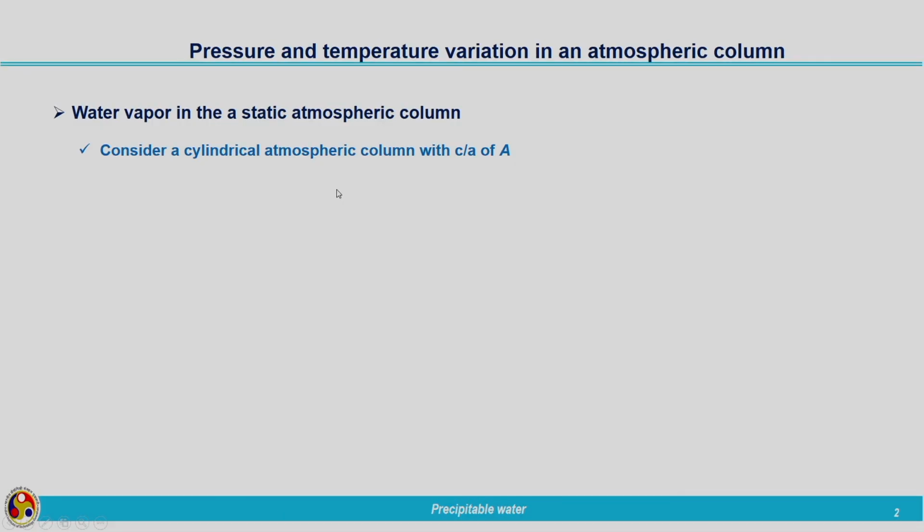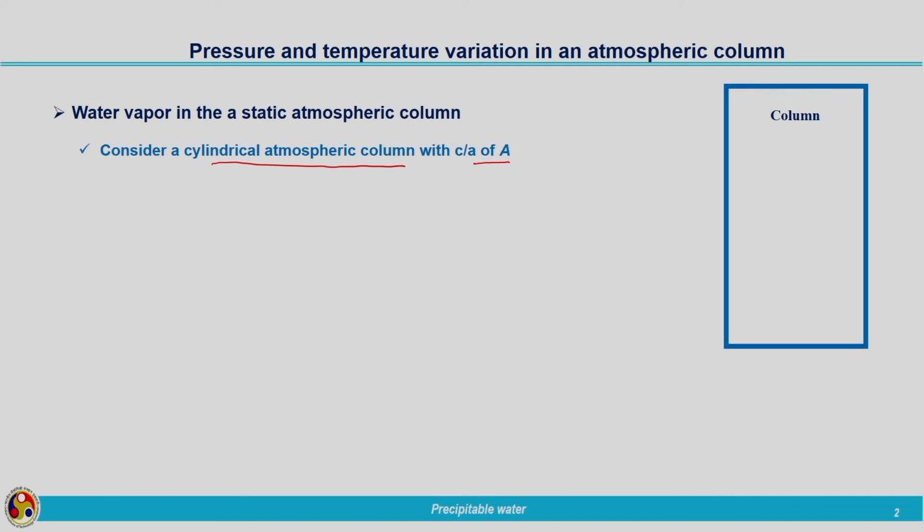For that, consider a cylindrical atmospheric column. It is having a well defined cross sectional area A, that we are defining. We are considering an atmospheric column which is having an area of capital A. So, let us see the schematic representation of that column. So, this is the column which is having the area capital A.